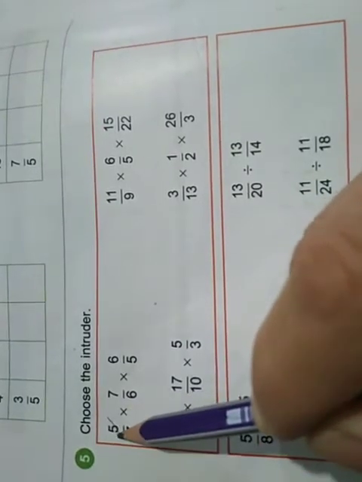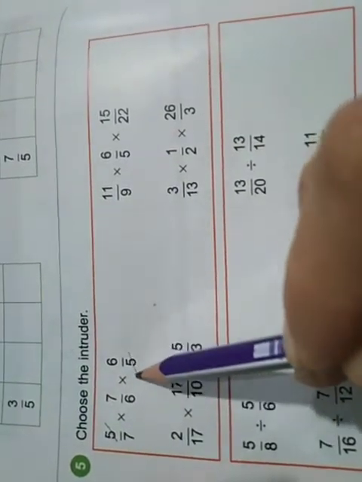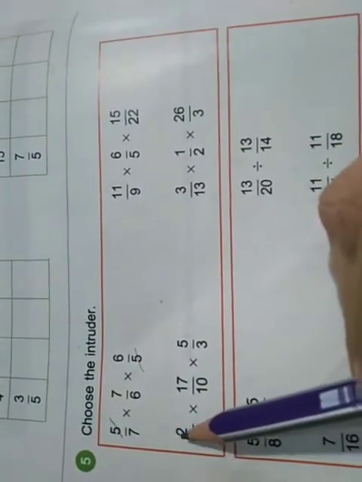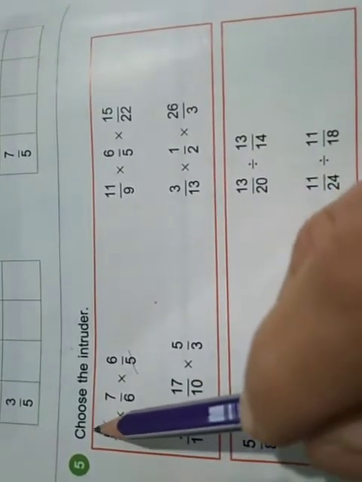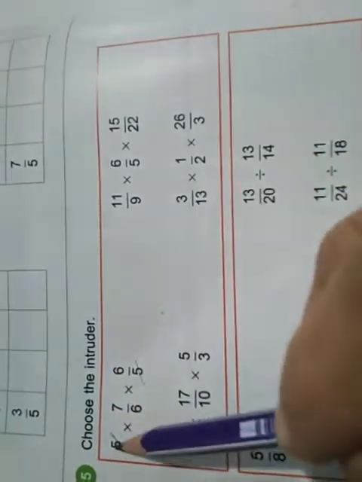For example, here we have times 5 divided by 5. I can cross them out. Okay, I can divide both of them by 5. So here it's 1 times 7 times 6. Since it's times 1, no need to write it.